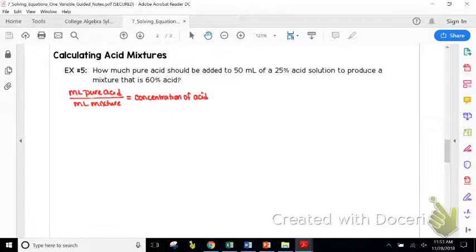So, we need to find the milliliter part, right? Well, let's see. If I want the milliliters of the acid to be added, I don't know what that is, do I? No, because that's what I'm after, how much pure acid should be added. So let's let X equal that.